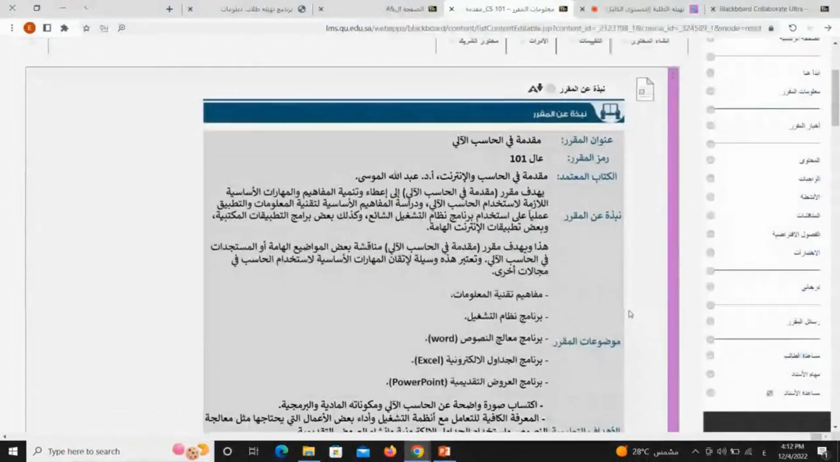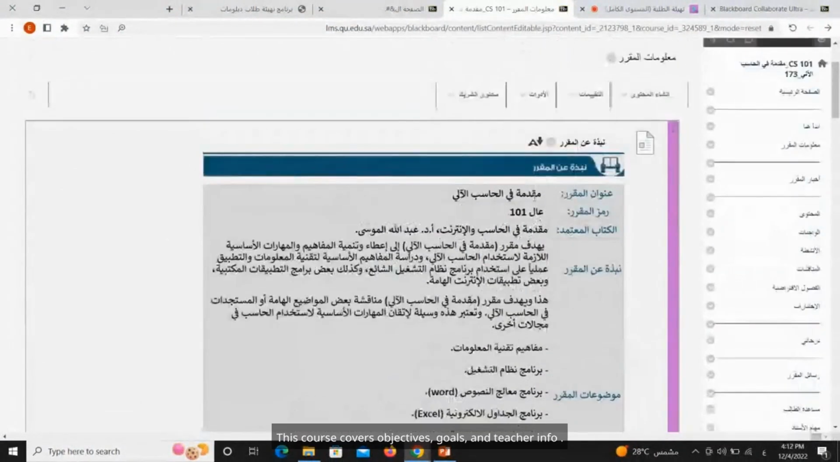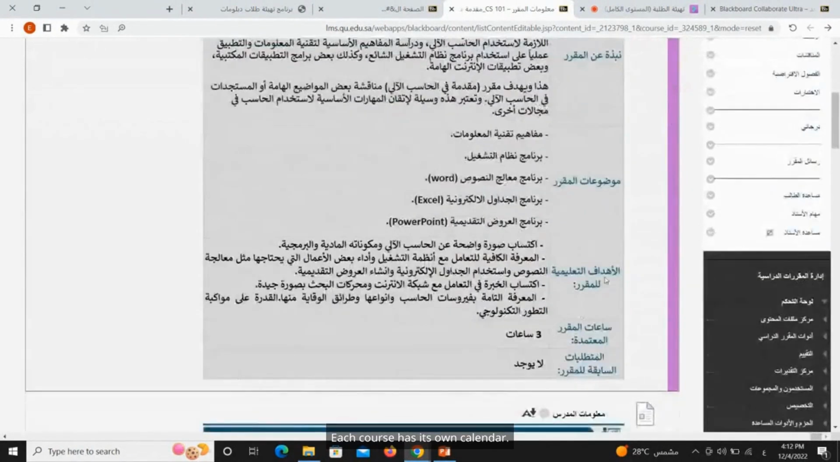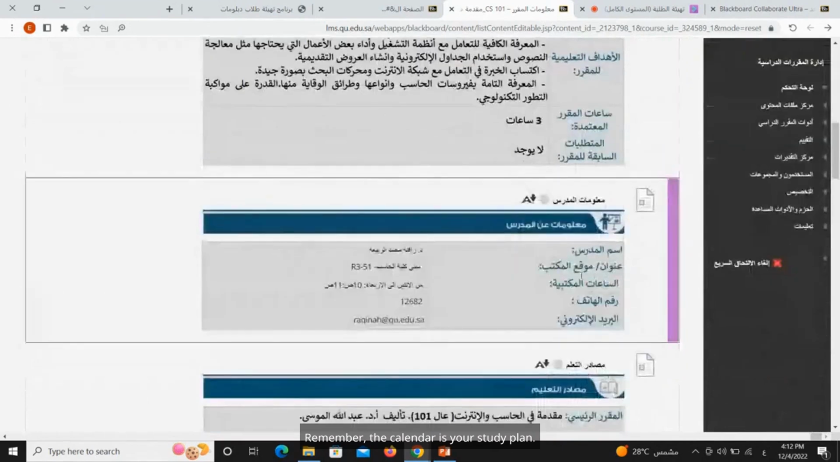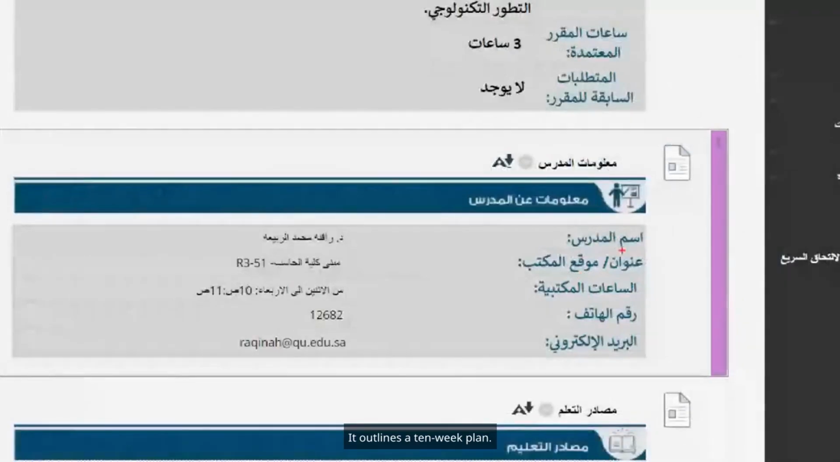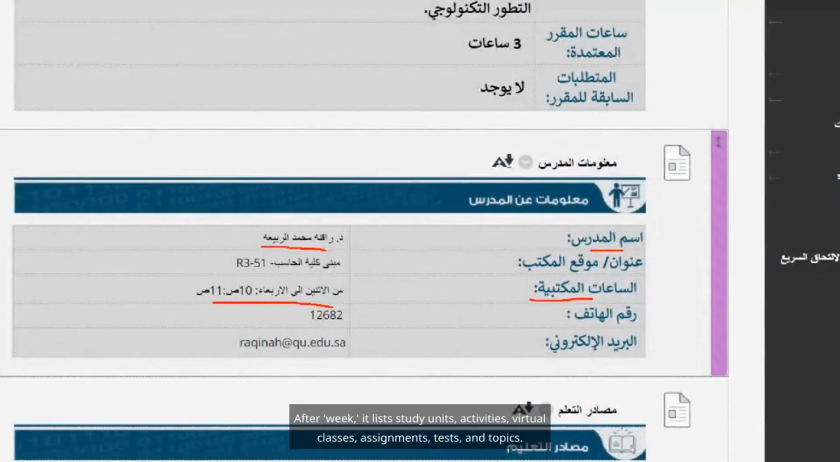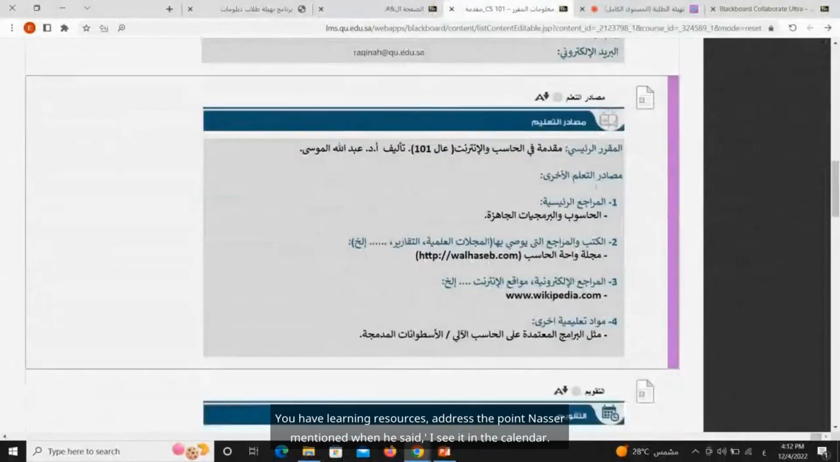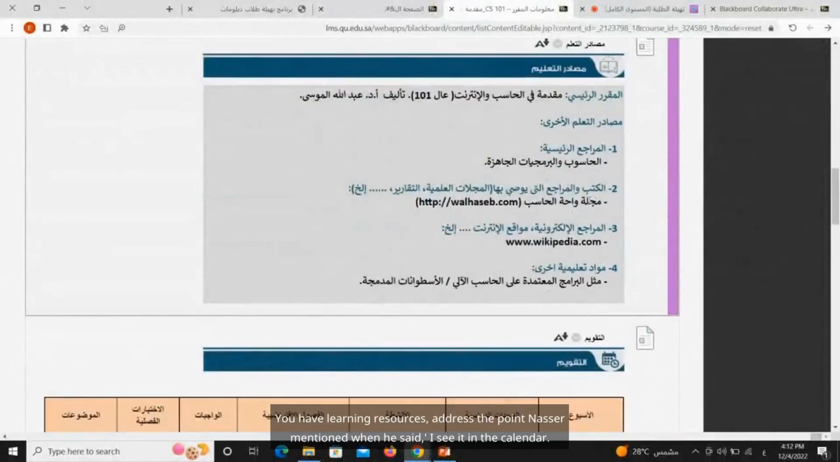Very, very simple. This course covers objectives, goals, and teacher info. It gives teacher details, like office hours, and learning resources are provided. Now to Nasser's point, I see it in the calendar. Each course has its own calendar. Remember, the calendar is your study plan. It outlines a 10-week plan. Weeks 1 to 10 are outlined. After the week, it lists study units, activities, virtual classes, assignments, tests, and topics. You have learning resources.